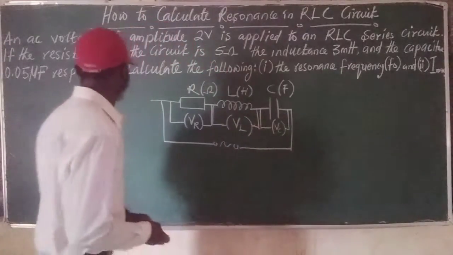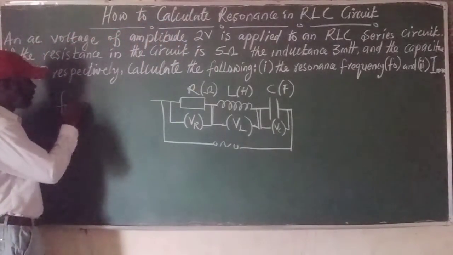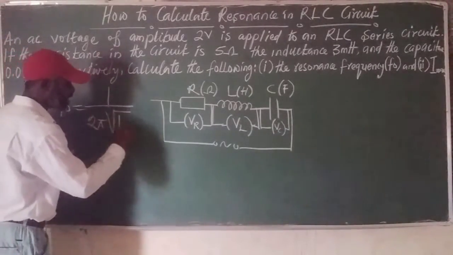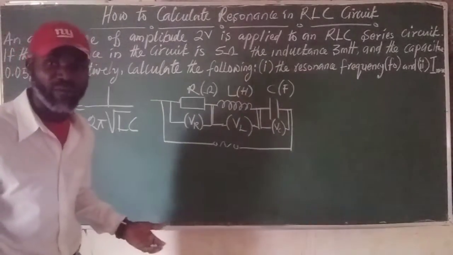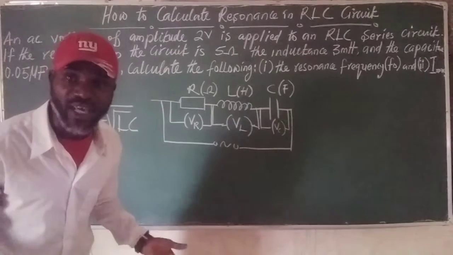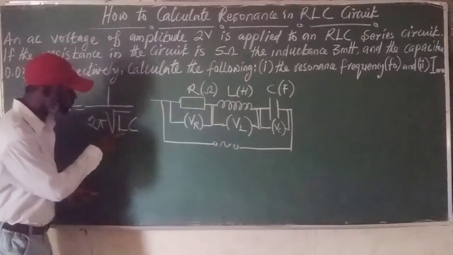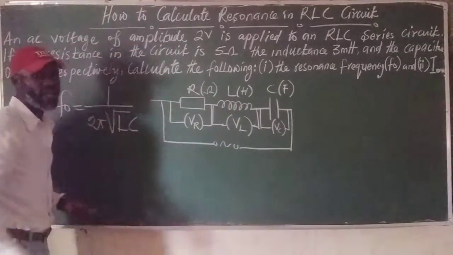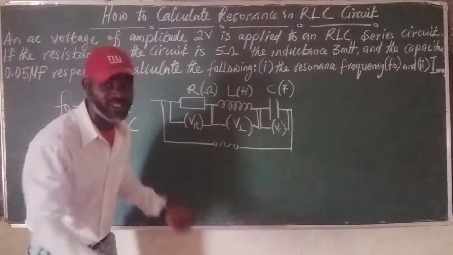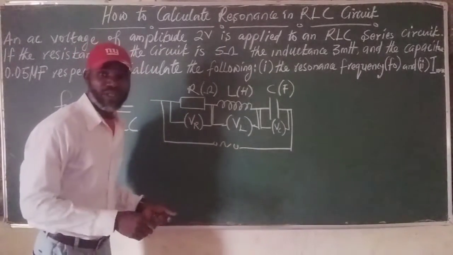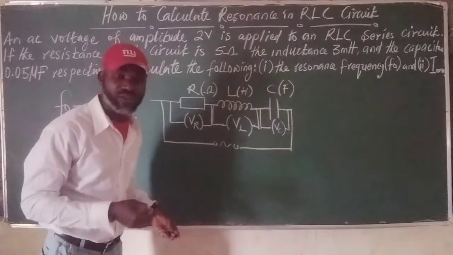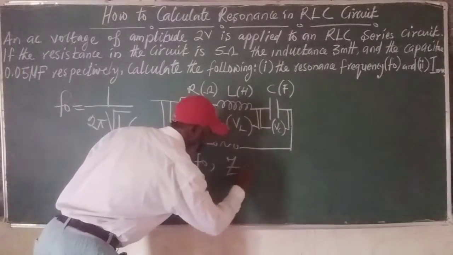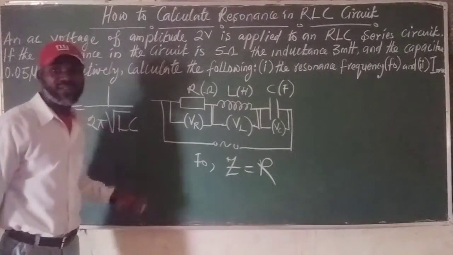It's very simple. To find the resonance frequency, we have F0 is equal to 1 all over 2 pi square root LC, where the various letters retain their usual meanings. L stands for the inductor, and C stands for the capacitance, right? R stands for the resistance offered in the circuit. But we must understand, in an RL circuit, resonance F0 occurs when the impedance is equal to the resistance in the circuit.